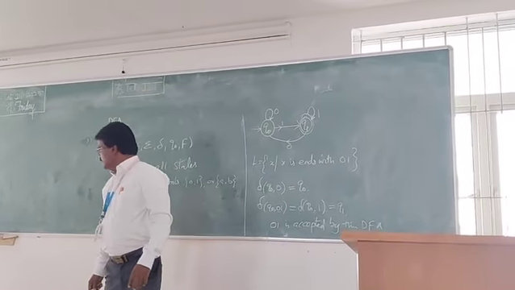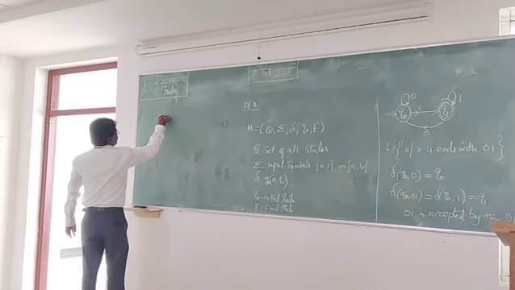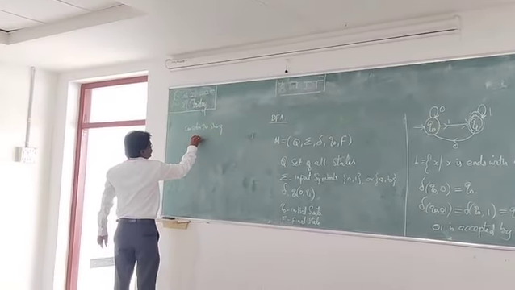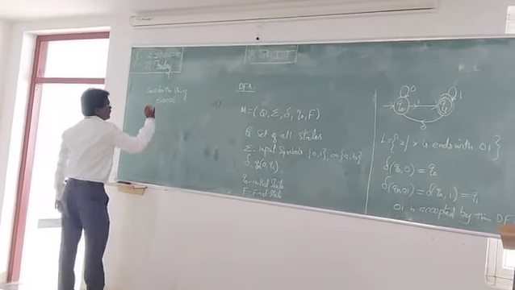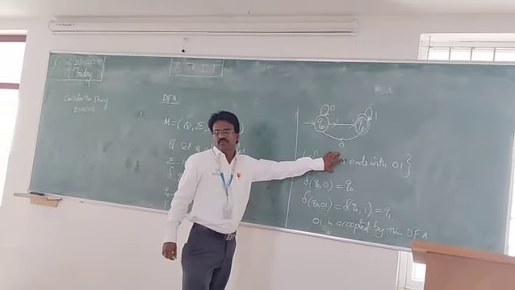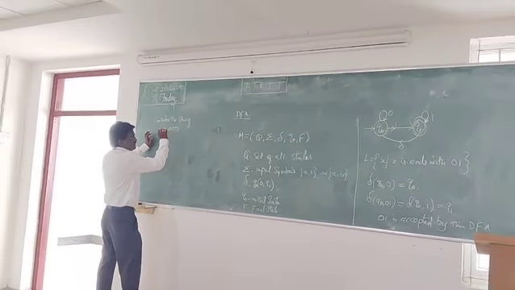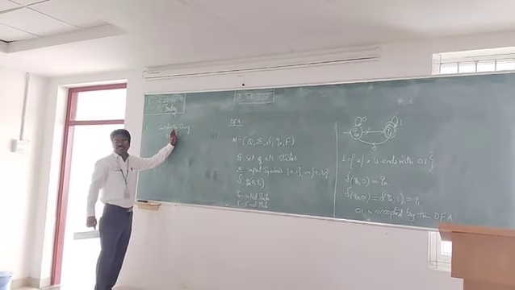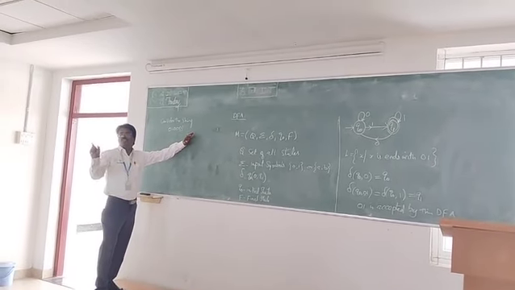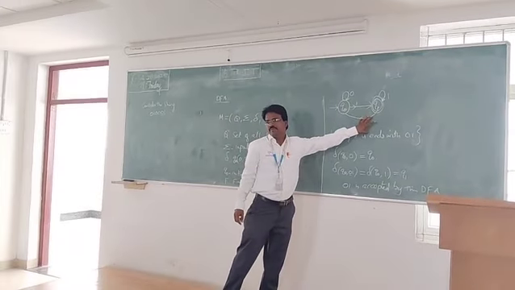Similarly, we can check some other string. Now let us consider the string 010001. That also belongs to this set of strings. Why are we saying that the string ends with 01? That's the only condition. It may contain any number of digits in front, but at the end it must have 01. Okay, we can check whether it is accepted by this finite automata or not.